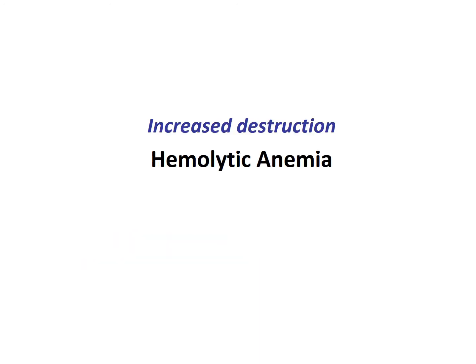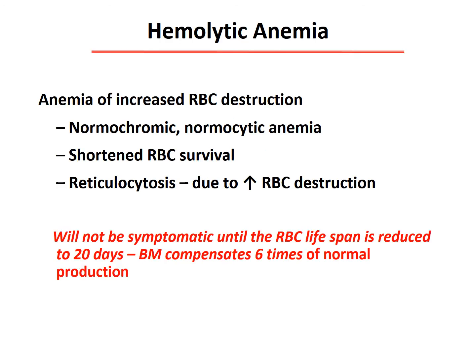Hemolysis. That's the last one. Now, what does hemolysis mean? Hemolysis means that the anemia is due to increased red blood cell destruction. Usually, this is normocytic and normochromic anemia. If you do have a chronic one, you do have reticulocytosis. In acute, no. Only in the chronic form do we have reticulocytosis.